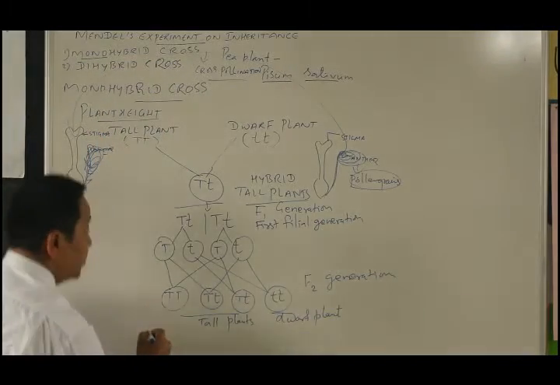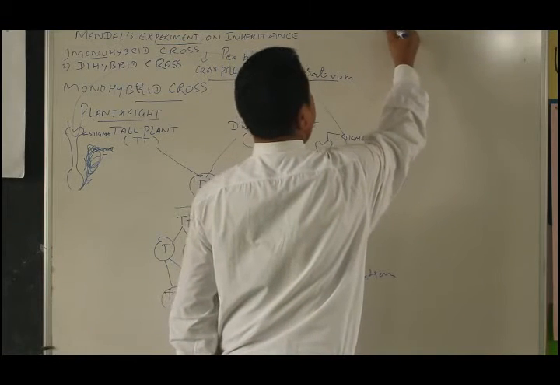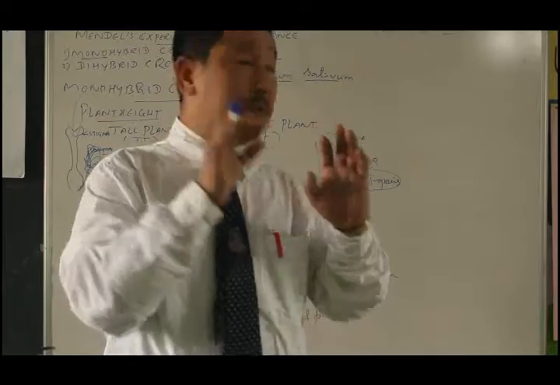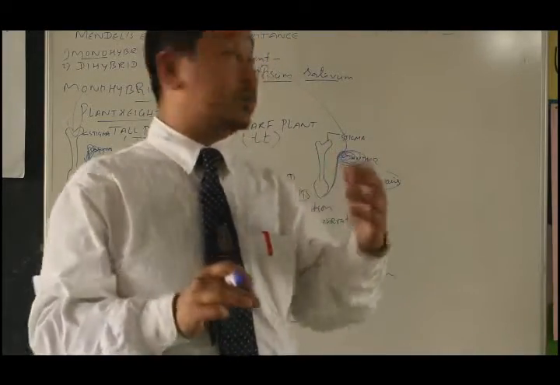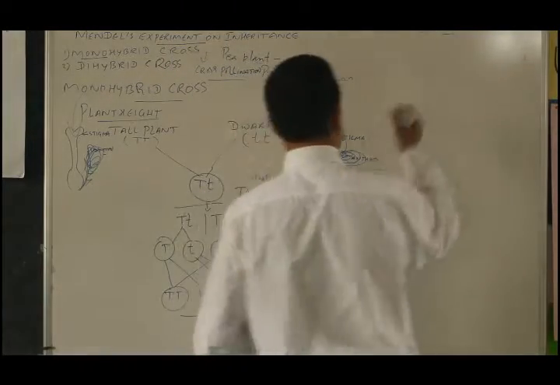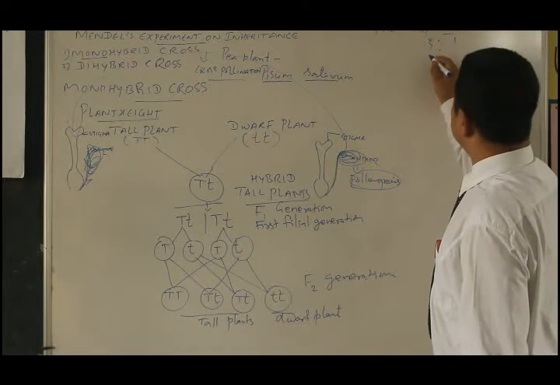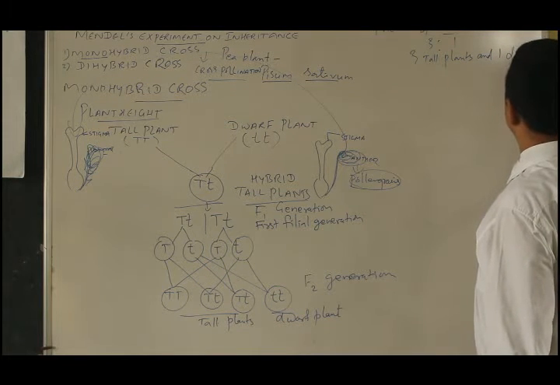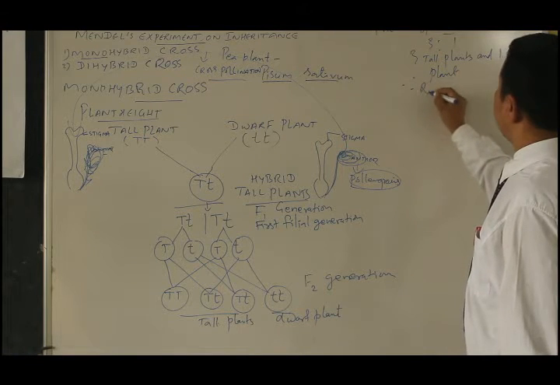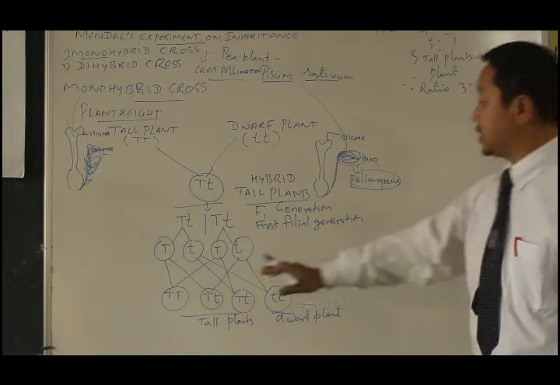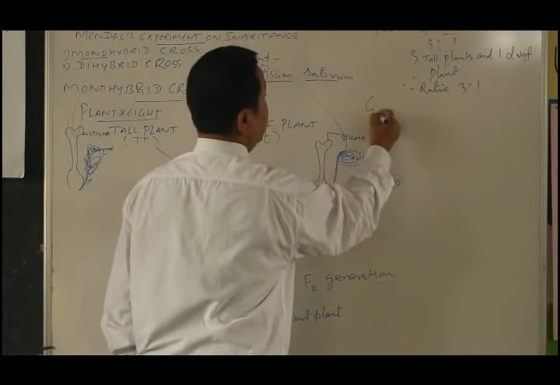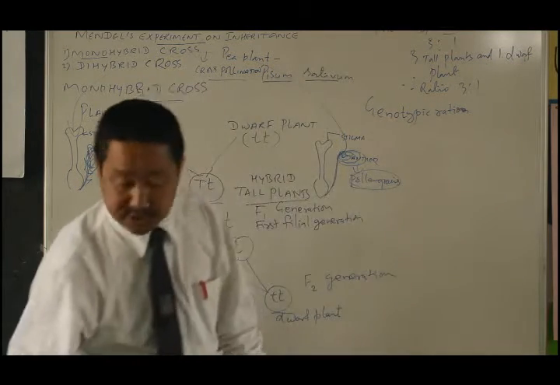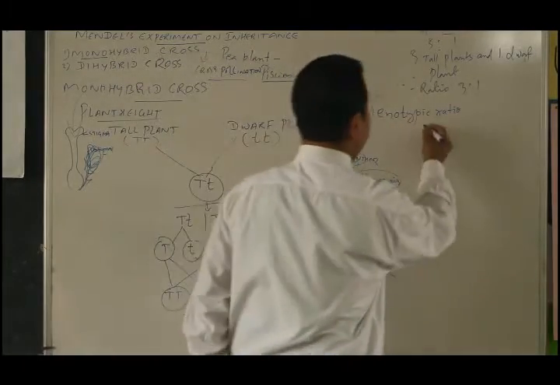If you see the phenotypic ratio, the ratio of the plants as they are seen, how it is manifested: these 3 plants were all tall, so the ratio was 3:1. That means 3 tall and 1 dwarf. But the genotypic ratio, if you see it, you will find the ratio like this.